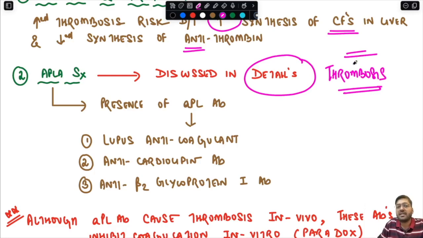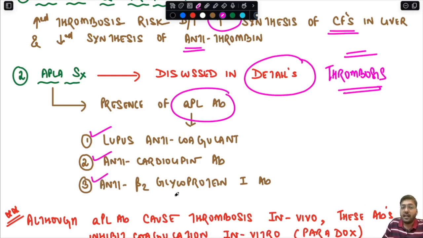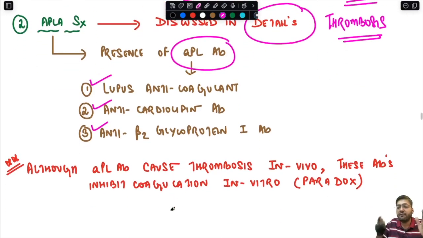We are discussing APLA syndrome because it is one of the important acquired thrombophilia conditions, and in the lab diagnosis we are basically detecting the presence of anti-phospholipid antibodies. The three most important ones are the lupus anticoagulant, anti-cardiolipin antibody and anti-beta 2 glycoprotein 1 antibody. Just remember one very important concept over here, and I will also repeat this point when we discuss laboratory diagnosis. What is the important point?